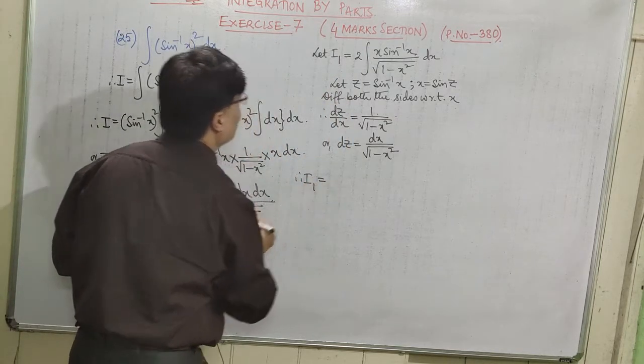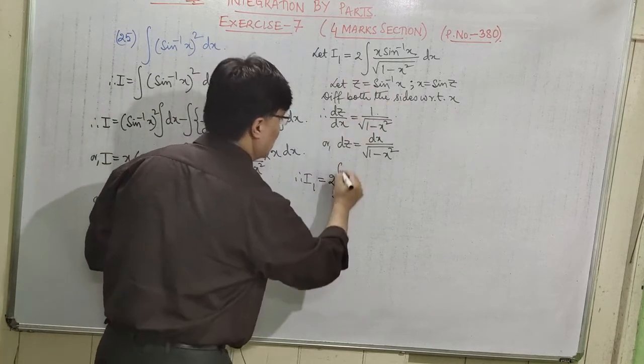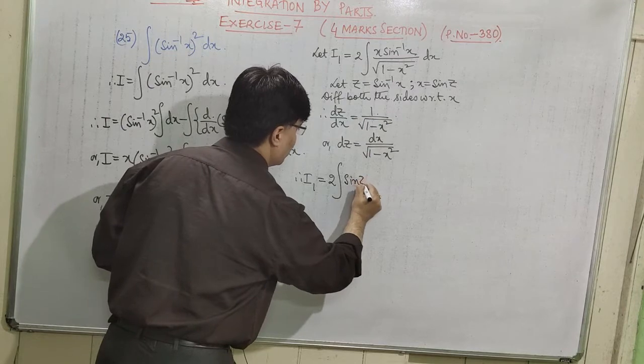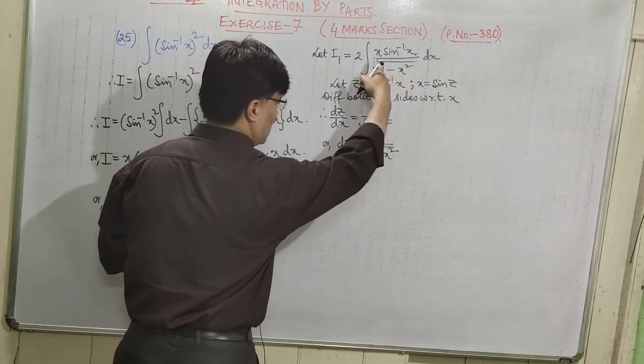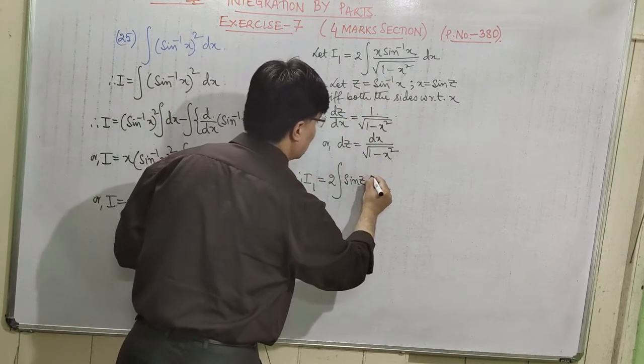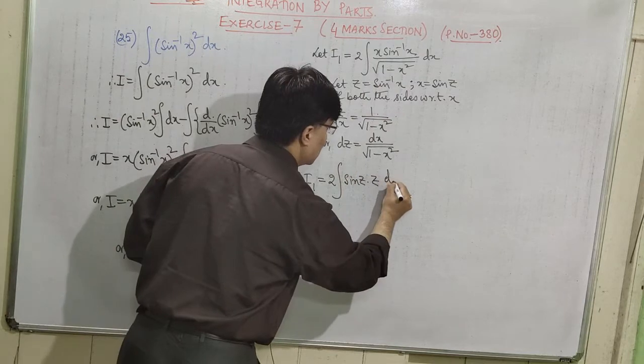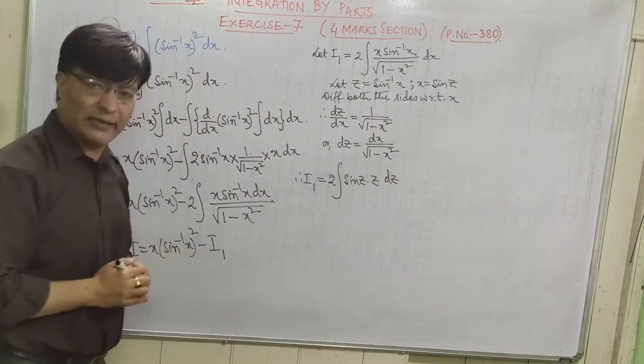Okay, so let us put these values in I1. So now what is I1 now? I1 is equal to 2 integral, what is x? It is sine z, into x is sine z. So what is sine inverse x? Sine inverse x is z. And what about dx upon root over 1 minus x square? It is dz. Is it clear now?